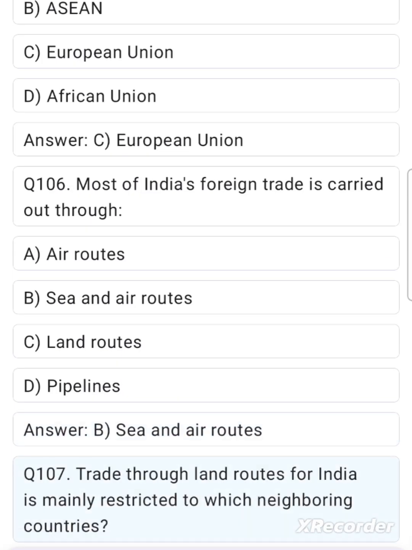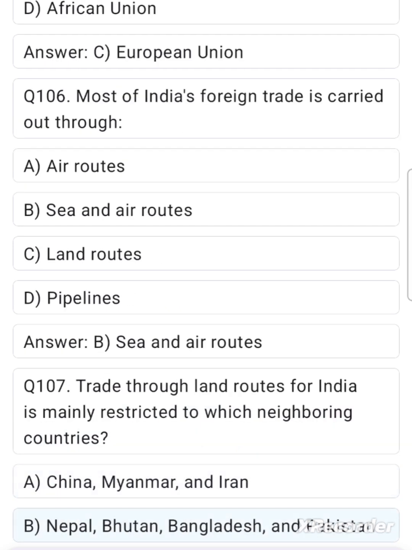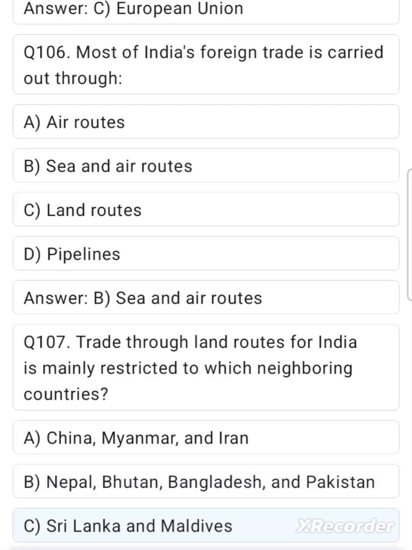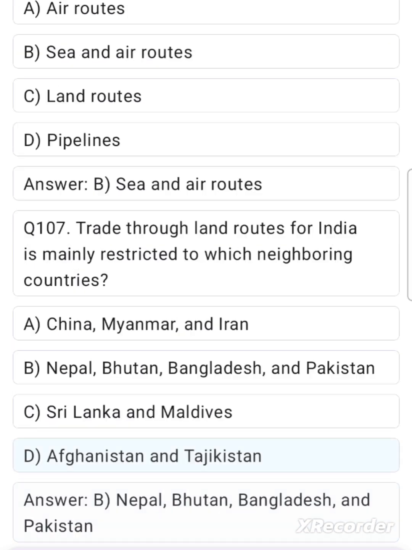Q107. Trade through land routes for India is mainly restricted to which neighboring countries? A. China, Myanmar, and Iran. B. Nepal, Bhutan, Bangladesh, and Pakistan. C. Sri Lanka and Maldives. D. Afghanistan and Tajikistan. Answer B. Nepal, Bhutan, Bangladesh, and Pakistan.